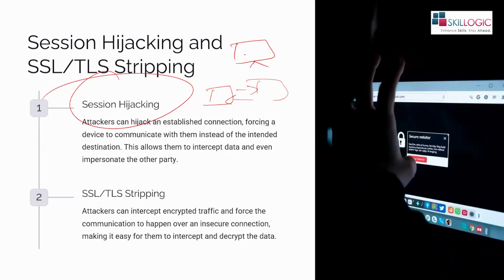So this is the attacker system. So he attacked this system, so instead of replying to this system, he will reply to this system. That is called session hijacking. And TLS or SSL stripping is where attackers can intercept the encrypted traffic and force communication to happen over an insecure connection, making it easy for them to intercept and decrypt the data.